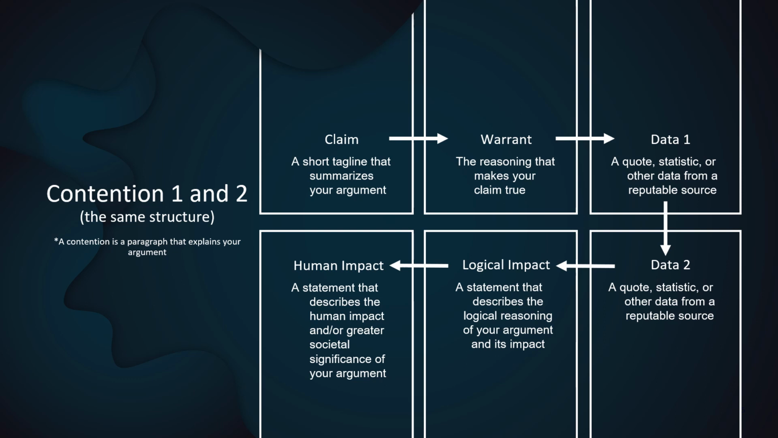I identified my A: increasing the minimum wage will do what? B, and that's cut jobs. My warrant, which is my reasoning that makes this true, is that small businesses will be forced to fire employees. So I can start with my first data point, let's say from the New York Times, a highly reputable source, saying that 70% of small businesses are financially unstable. And then my second data point could be analysis by the Washington Post, another reputable source, saying that small businesses tend to fire people when they are short on money.